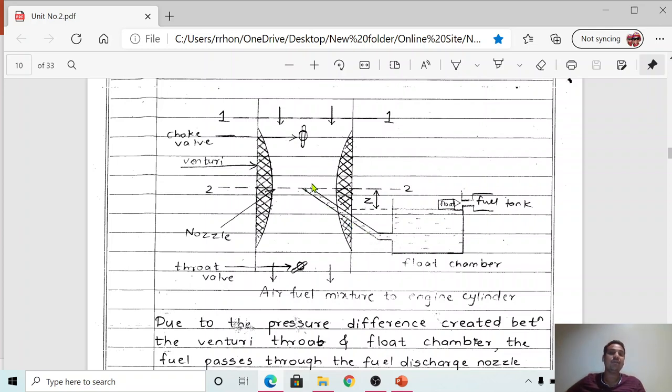As the pressure difference acts here, because of the pressure difference the fuel will flow from high pressure to low pressure. So we already calculated the equation for the fuel. In this derivation we have to calculate for the air, because compressibility affects the equation for the air, not the fuel.